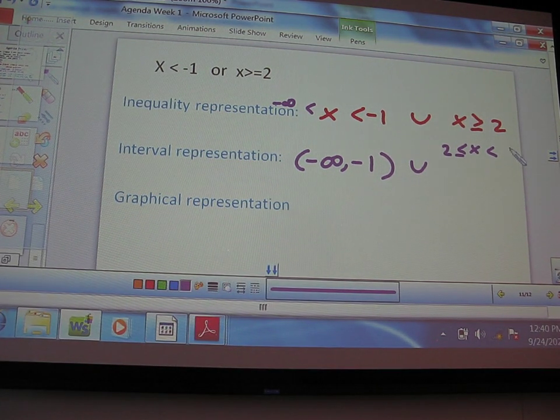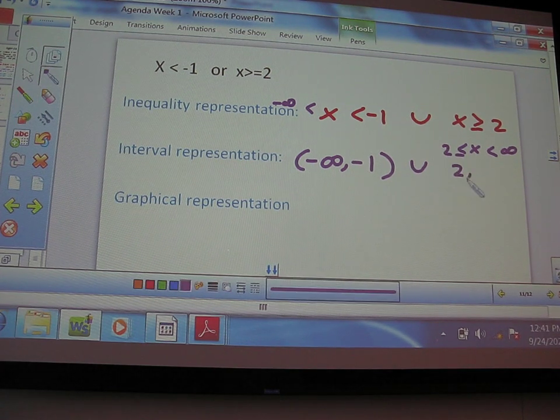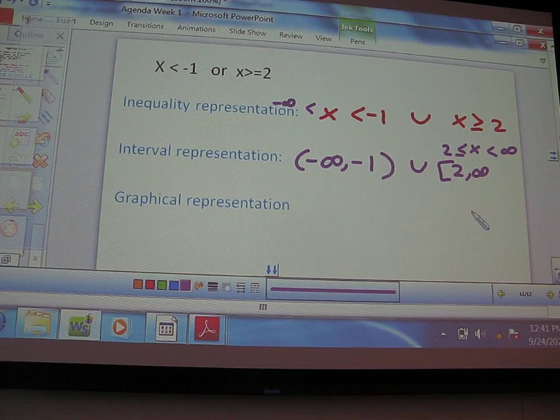And then that helps me go straight into this interval representation. I've got 2 on this side, comma, infinity on that side. Can I equal 2? Yes, so then it's going to be what? A square bracket. Everybody on board with that part? And then what about infinity? Can I ever equal infinity? No, you can never equal infinity, so it's going to be a rounded bracket.